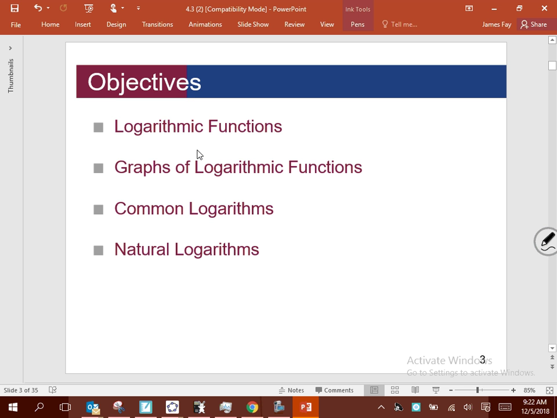Does that make sense? To solve for that t, because that time would have been in the exponent, I use the inverse function to get that exponent variable out. Okay. The inverse of the exponential is the logarithm. So that's what we have to do, introduce logarithms, before we can start doing those types of equations.